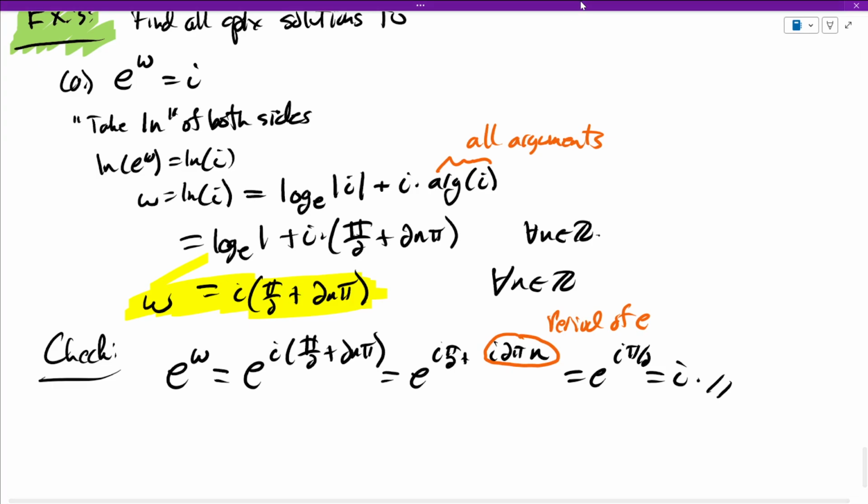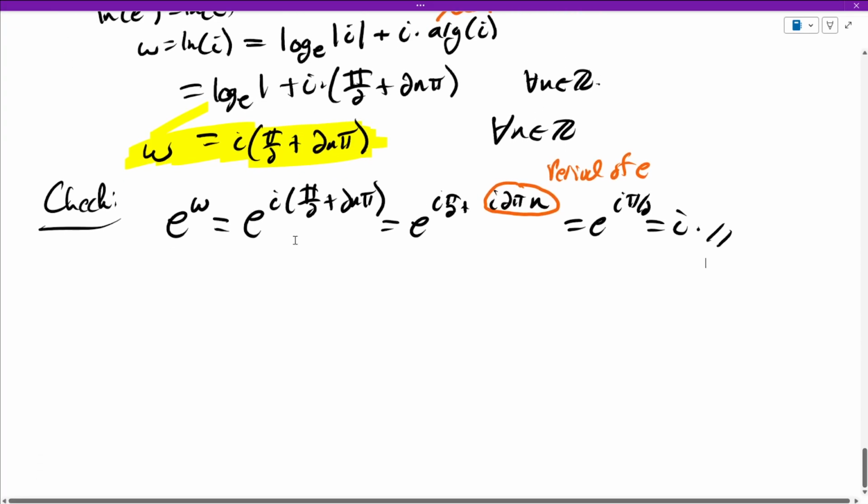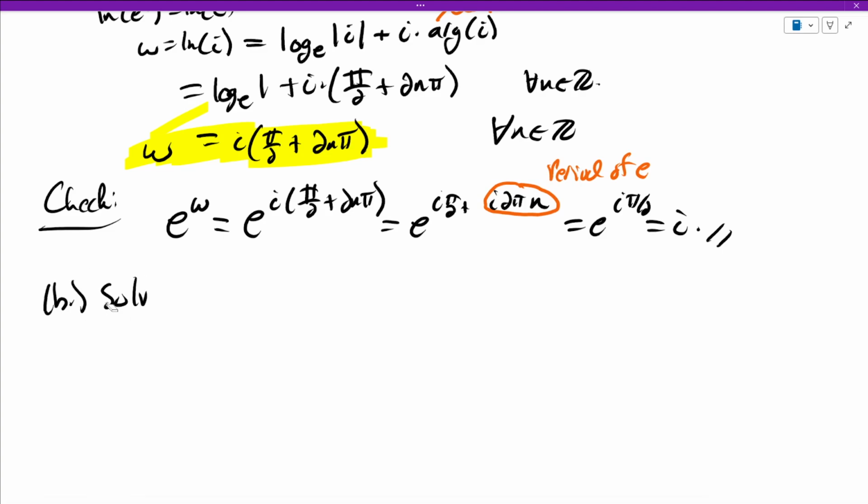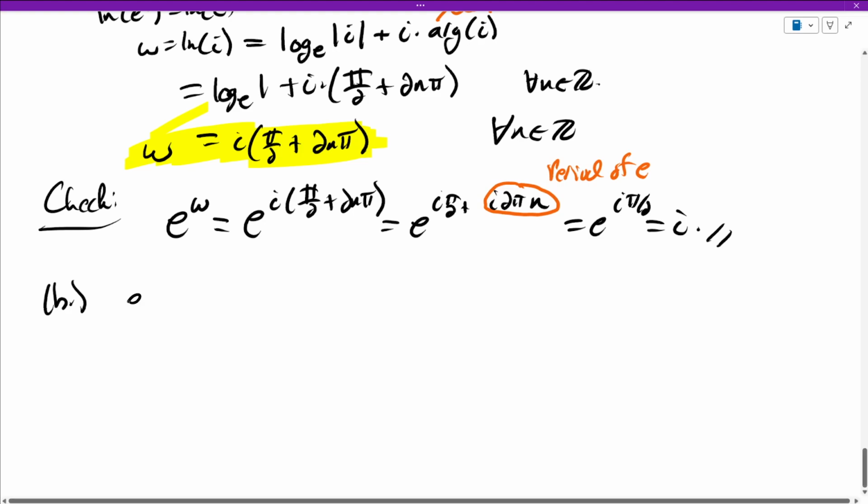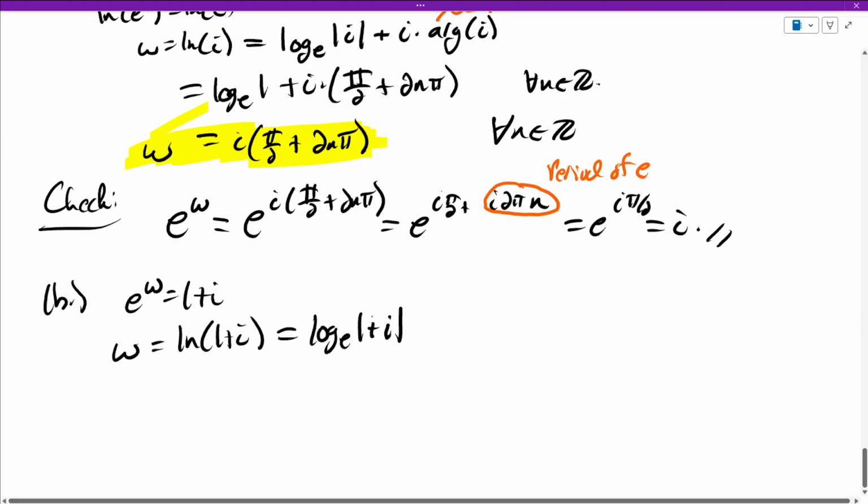All right, let's do another one. Let's look at something with a slightly more complicated modulus. Solve e to the omega is 1 plus i. So again, we take log of both sides, and we get omega is log of 1 plus i. The multi-valued logarithm is log base e of the modulus, which is just a real number now, and we're taking the normal, regular log base e, plus i times the argument of 1 plus i.